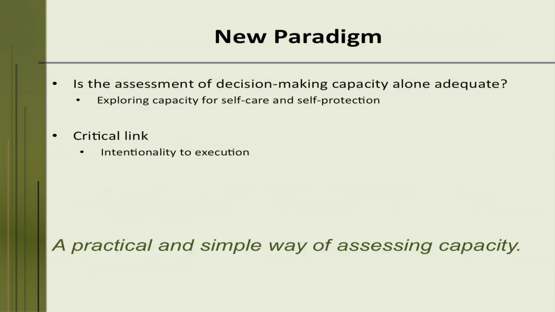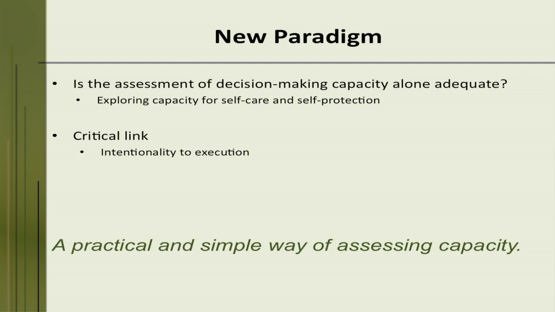And so there is a new paradigm in capacity assessment, and this is the assessment of decision-making capacity alone. Is it adequate? That's a question that we're facing now, because exploring capacity and self-care and protection are very important, but the critical link here is the intentionality to execute. So this is a practical and simple way of assessing capacity. Oftentimes someone can talk about doing things and the need to do things, but then do they have an intention to actually do it?